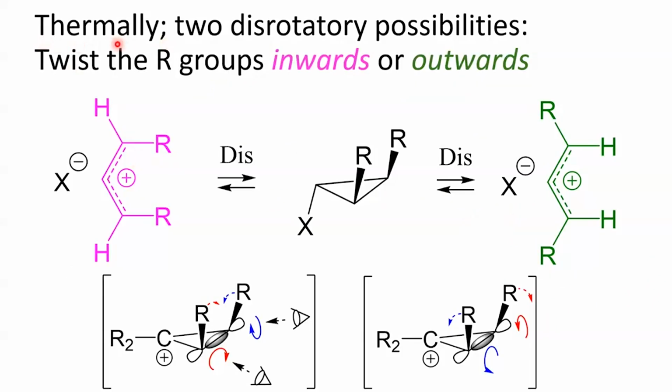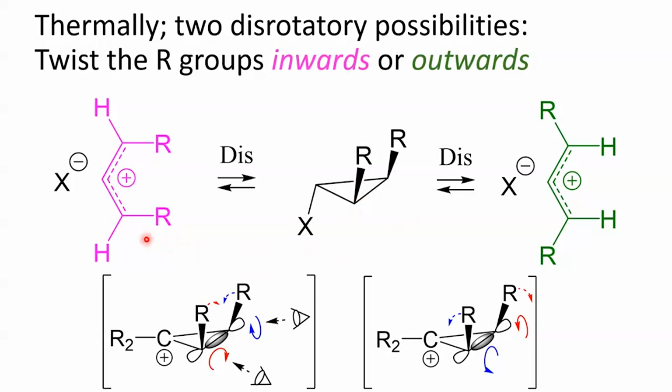So we're in the ground state and we're doing our reaction thermally, which means it's going to occur by a disrotatory mechanism. However, there's still 2 possibilities for disrotation. We can choose to either twist the R groups inwards or outwards to affect the transformation. Here is our chemical species. We've got our cyclopropane. X is a leaving group. The bond we are going to break is situated between these R groups, and the 2 options for disrotation are shown.